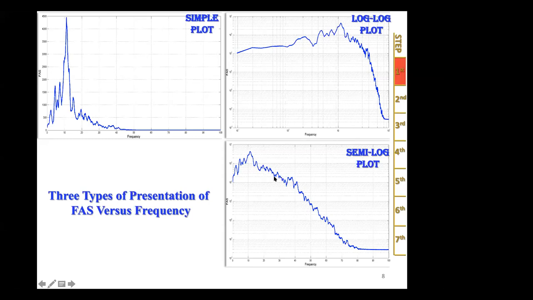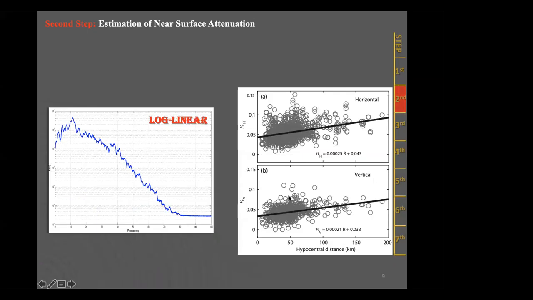So why did we say that? Because it's quite important to know the general shape of a spectrum, and we will use this semi-log plot to measure the kappa in the next step.